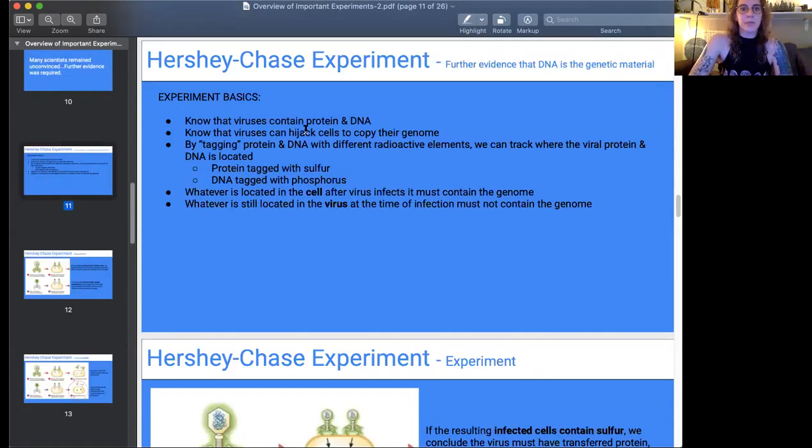How they set up their experiment was that they utilized a bunch of information that they already knew about viruses to be able to design this experiment that can kind of eliminate one or the other. So we know at this point that viruses contain both protein and DNA, and those were the 2 main contenders at the time. So they really wanted to just eliminate one of those 2. They know that viruses have to hijack cells in order to copy their genome. They don't have the cell machinery available to copy their own. So whatever they infect other cells with has to be the thing that they're trying to replicate.